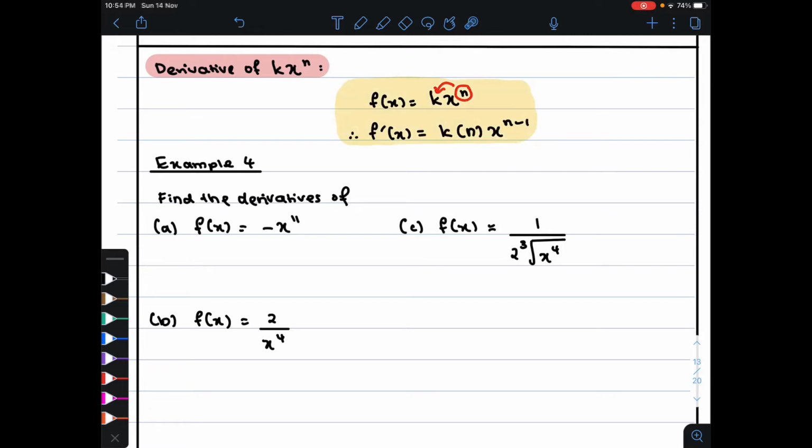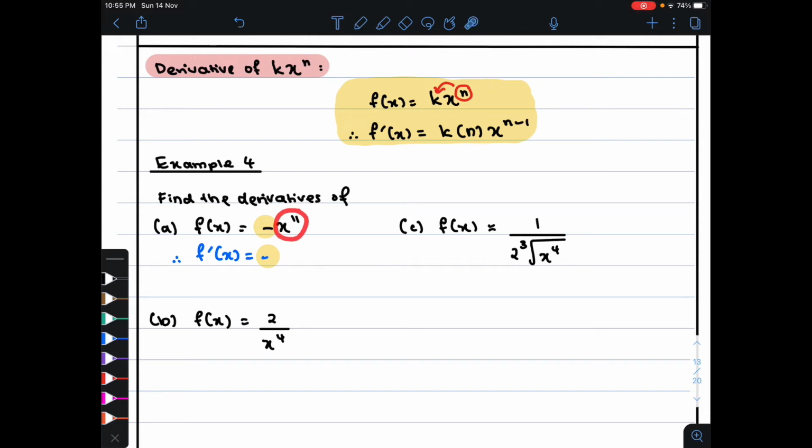So, if we look at example 4, we need to find the derivative of the following functions. For question A, we have f(x) equal to negative x to the power of 11, and we want to differentiate this equation. When you differentiate f(x), that will give you f prime x. Now, let's differentiate negative x to the power of 11. Negative here is a constant, it's a negative 1. So, put negative 1 here, or you can simply write it as a negative sign only.